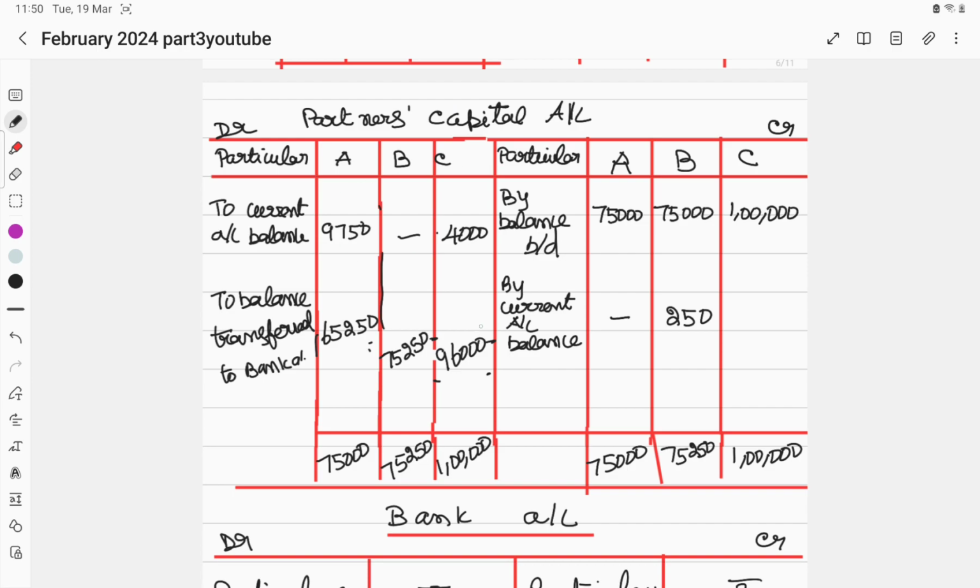Then we close the partners' capital accounts. Then we get A 65,250, B 75,250, C 96,000 as the balance in their capital accounts. They should be transferred to the bank account to settle the amount.